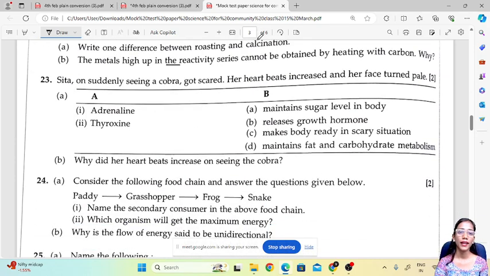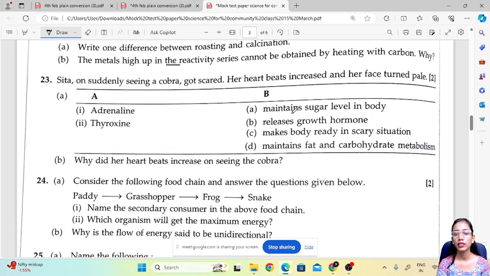Okay, so the next question is question number 23a. The statement is, Sita, on suddenly seeing a cobra, got scared. Her heartbeat increased and her face turned pale. Now over here match the pair is given, column A and column B. Column A has adrenaline and thyroxine, which are hormones, and column B gives the functions of the hormones.